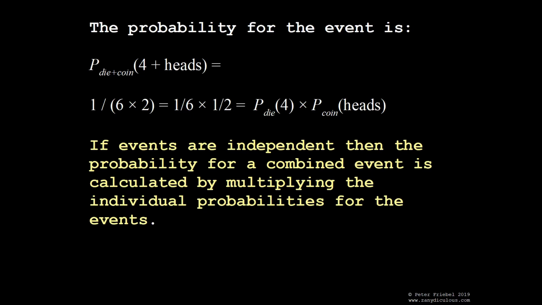If events are independent, then the probability for a combined event is calculated by multiplying the individual probabilities for the events. Here is a practical example of how this can solve a problem.